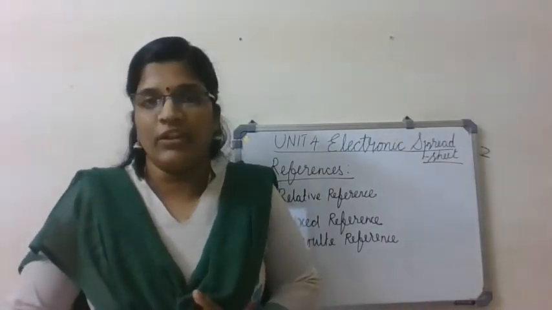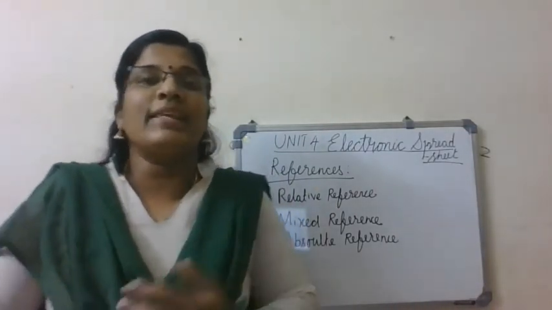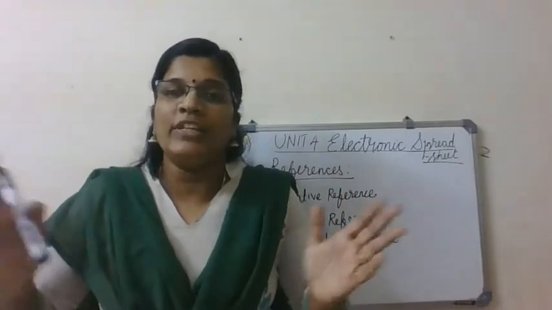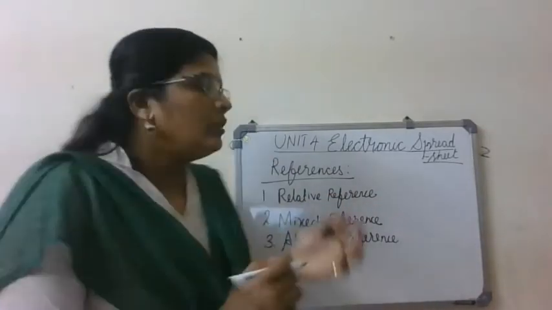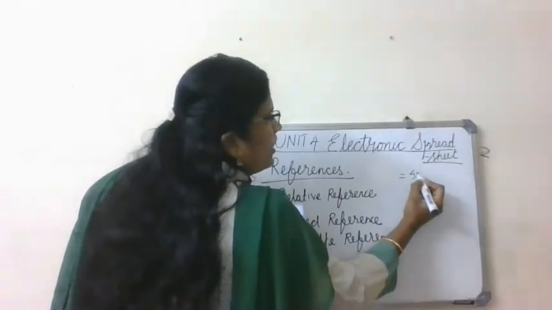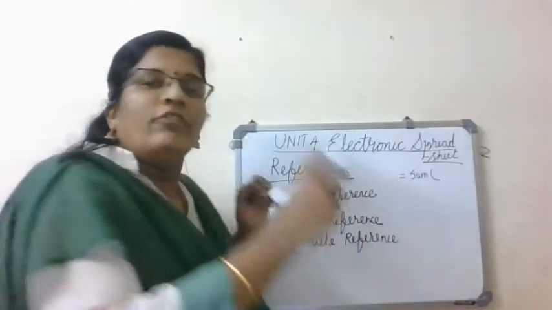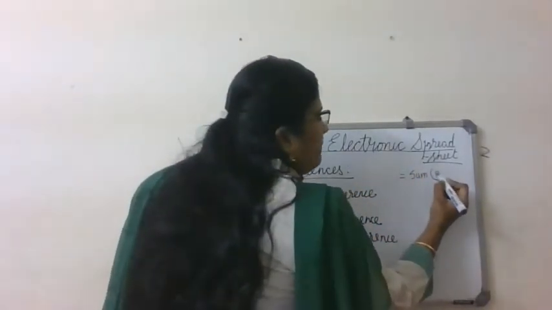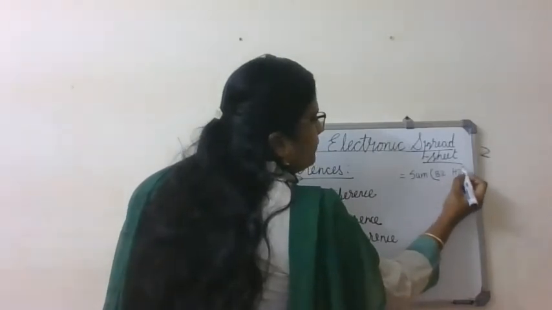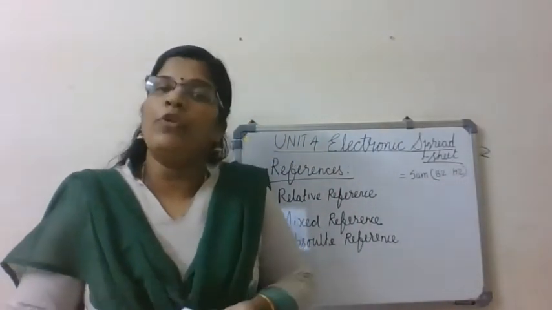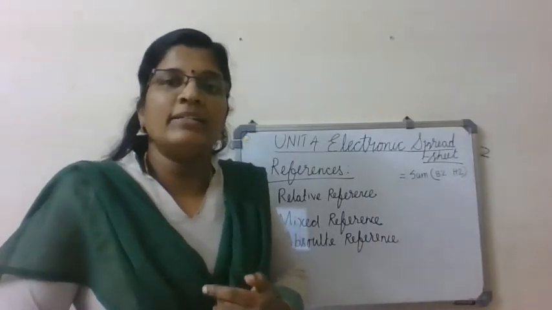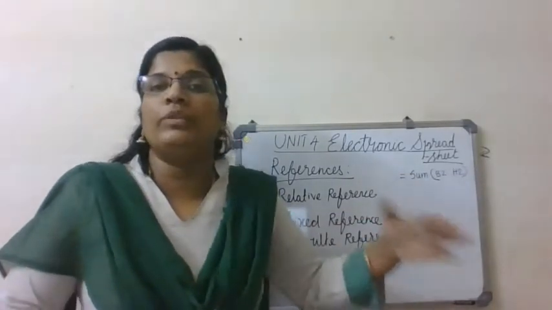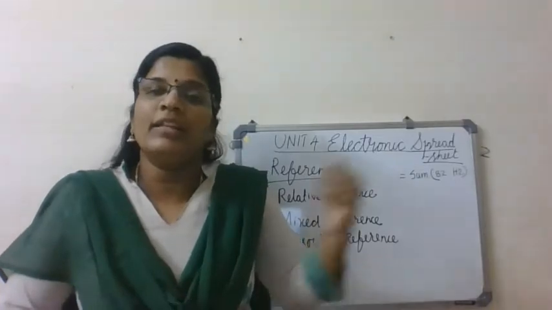Before studying the references, I would like to talk to you about something: the cell address. While we write formulas, if you want to add a particular range of values, we use equals sum, open bracket, from which cell to which cell. We give a range by clicking and dragging, maybe from B2 to H2. When we write this formula and press enter, all the numerical values from B2 to H2 are added and we get the final answer in that cell.